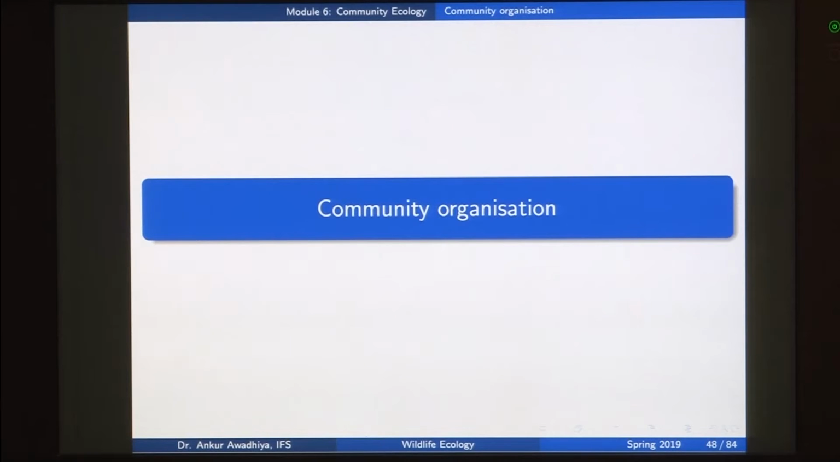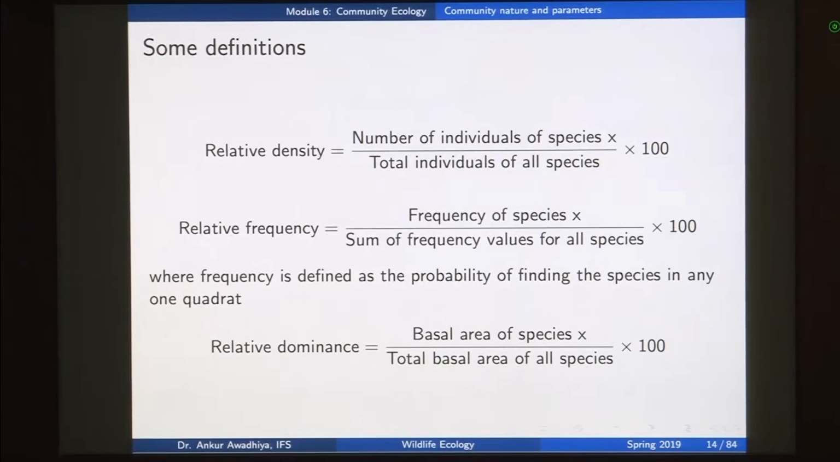Namaste. We move forward with our discussion on community ecology, and today we will have a look at community organization and how communities change in response to external forces. So, we had defined these three terms earlier: relative density, relative frequency and relative dominance.